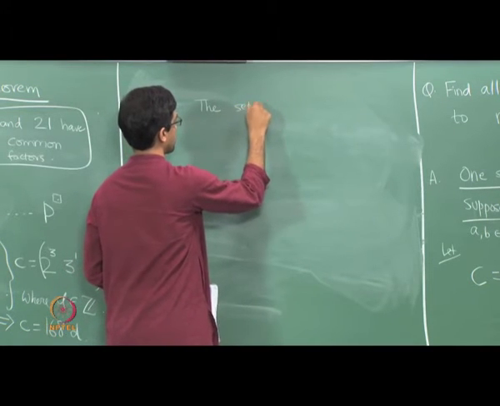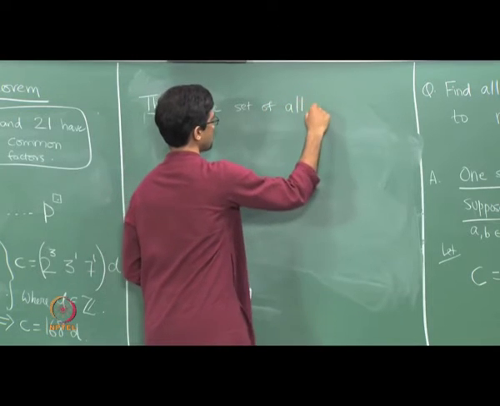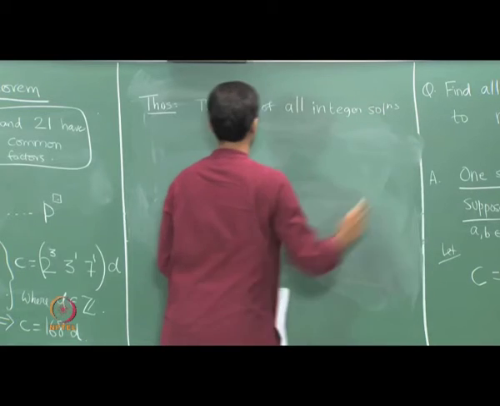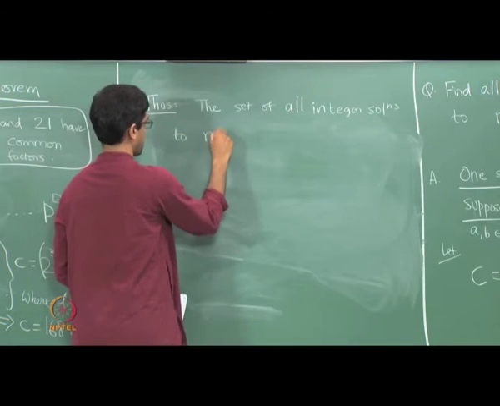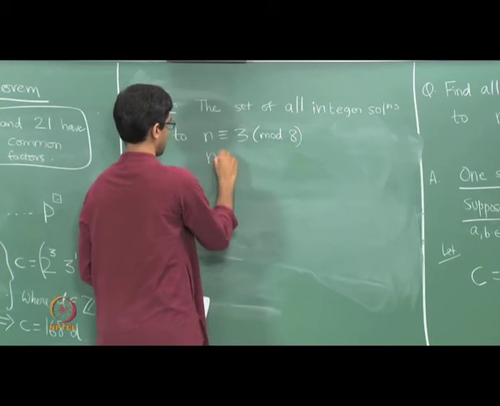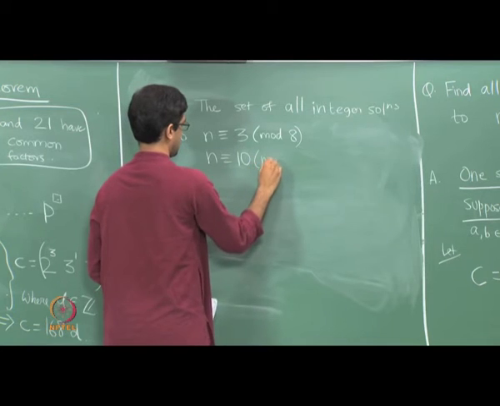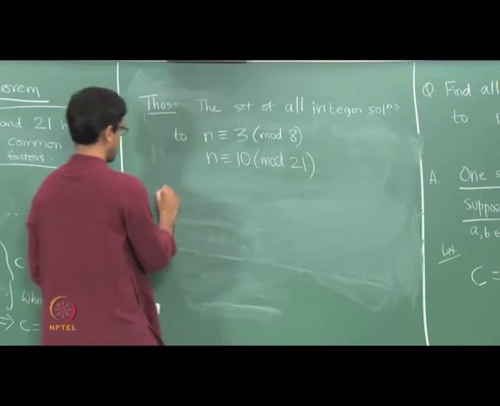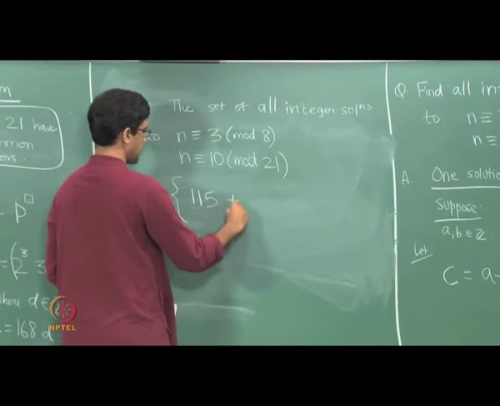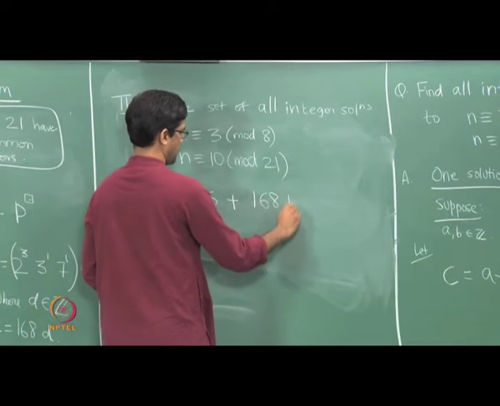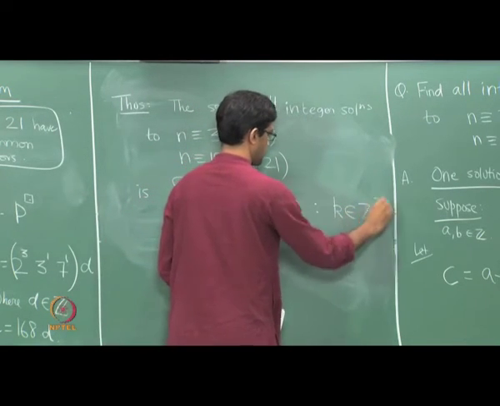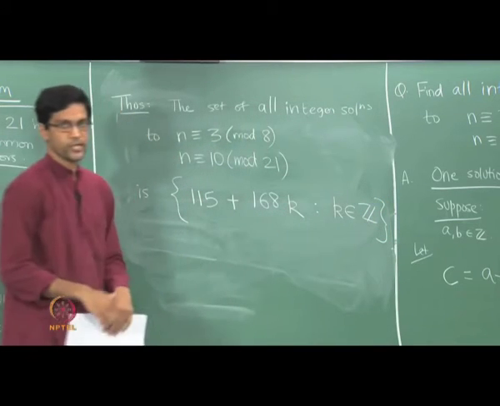The set of all integer solutions to those two congruences is, well, the set is exactly the following. You take one solution, which is 115, plus any multiple of 168, where k can be any integer. So here's the full set of solutions.